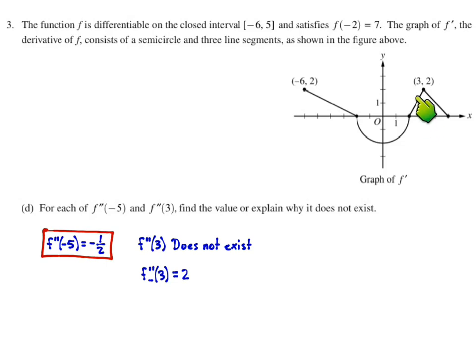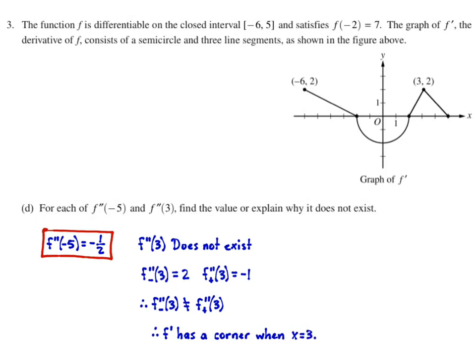So we can see that the derivative from the left-hand side, or left side, of 3, we can find the slope on the left-hand side. That's going to be 2. It's up 2 over 1. The derivative from the right side of 3, so that means the slope on this side of it, you can see that that slope is negative 1. Since the second derivative from the left is not the same as the second derivative from the right, we can say that the second derivative does not exist when x equals 3. And the reason we can say it does not exist is because there's a corner.